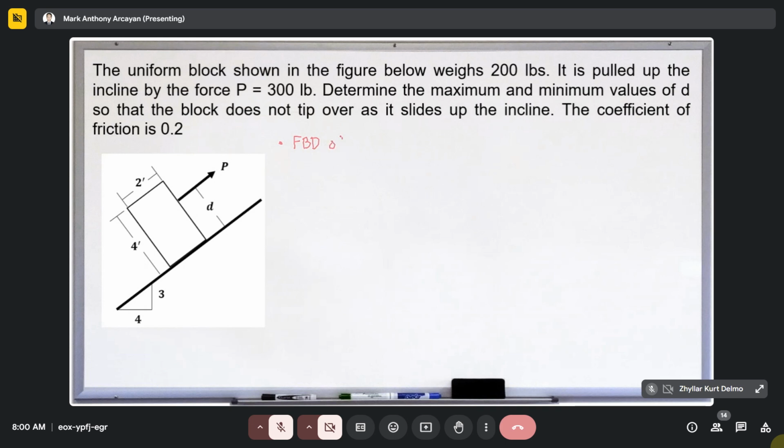FBD of the block. FBD of the block, in which we indicate the external forces. We indicate the external forces, and then our goal here is to solve for the resultant force, because that will serve as the value of our reverse effective force, which is the REF.